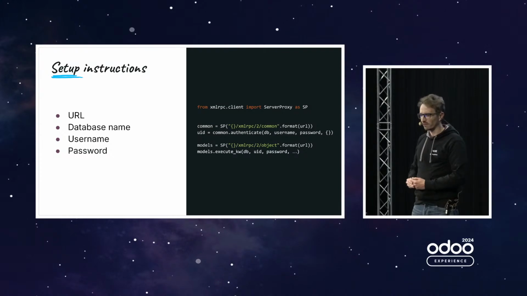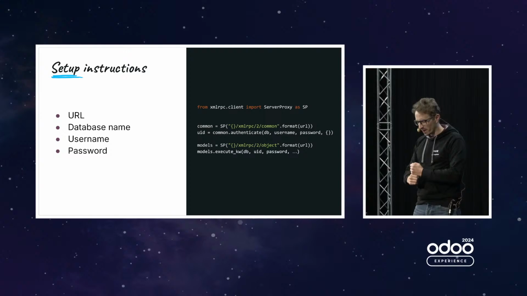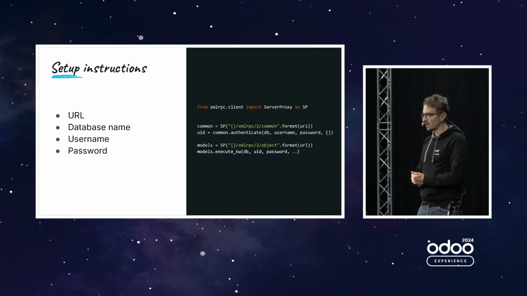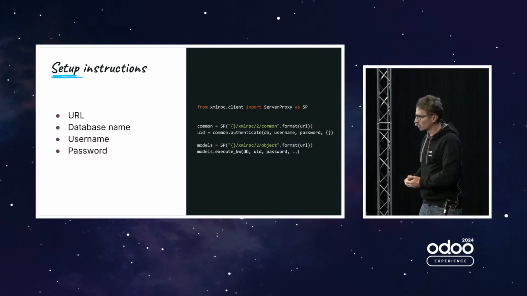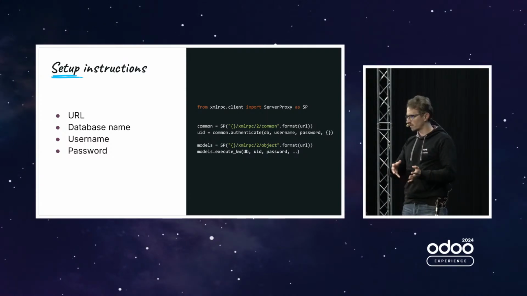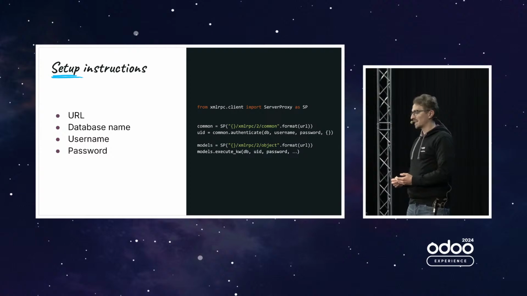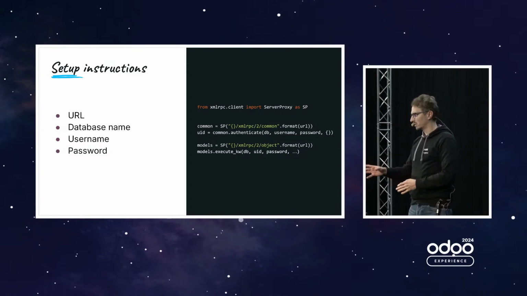Before, however, you start working with the API, you need a few setup steps. First, you will need a URL pointing to a working Odoo instance. Then you will need the name of the database that is deployed on that instance. You will need a username and a password to authenticate yourself. Once you have those things, you can proceed with importing a server proxy from the XML-RPC client module in Python. All the examples will be given in Python here.